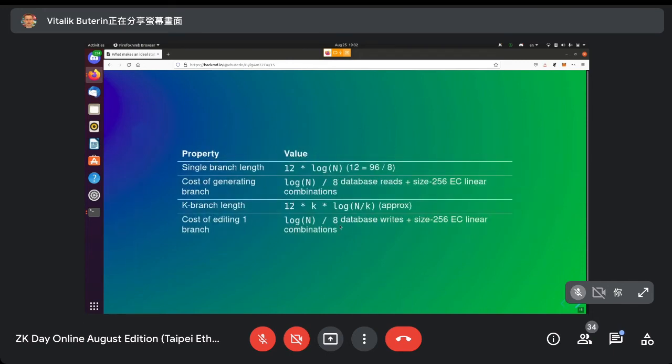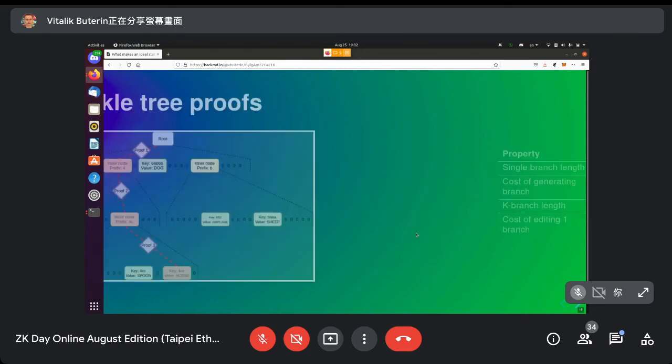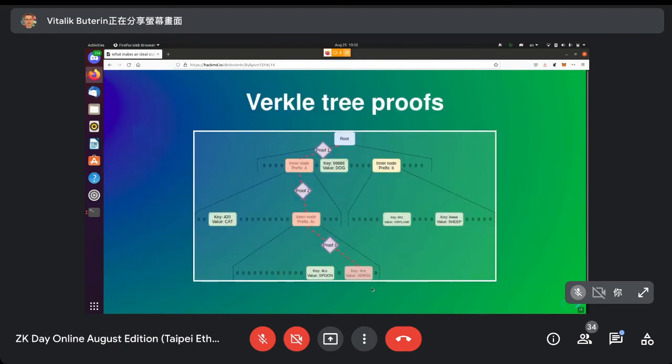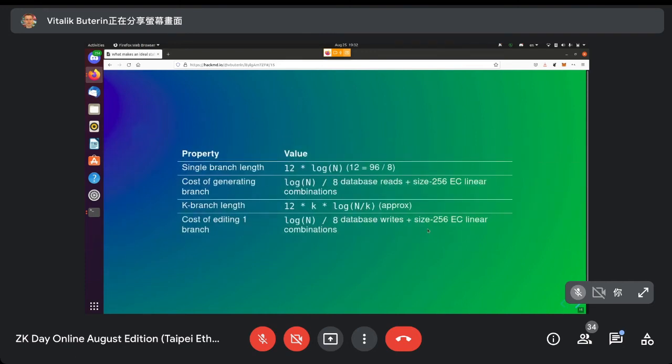To edit one branch, basically, oh, I think this is actually a mistake again. You don't actually need linear combinations. To edit these values, you edit one value in place, and then you recompute the commitment, and then you edit this value in place and recompute the commitment, edit this value in place, and recompute the commitment. So you only actually need log n over 8 single elliptic curve multiplications to edit. You don't even need the linear combinations. So this is already better, right? And then for k branches, it's basically the same kind of k times log n over k formula. So fairly similar to binary trees, except we replace the 32 with a 12.